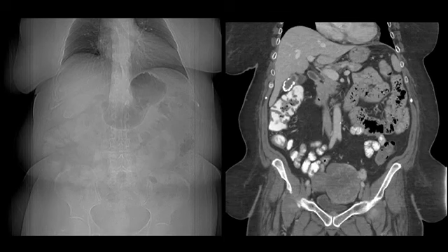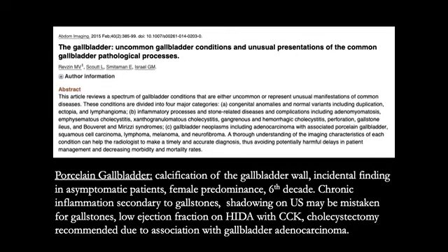This patient underwent a CT scan, and on the SCOUT image we see this linear calcification of the gallbladder wall, and on the coronal image you can see here this is the gallbladder and there is linear calcification in the gallbladder wall. Gallbladder wall calcification is frequently seen incidentally on CT scans. This finding is called porcelain gallbladder. This is when there is calcification of the gallbladder wall.